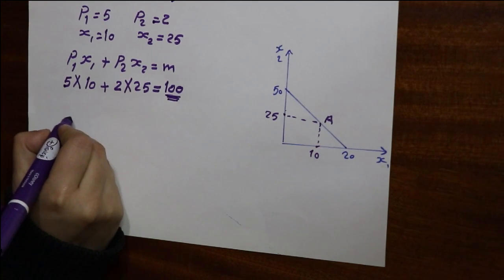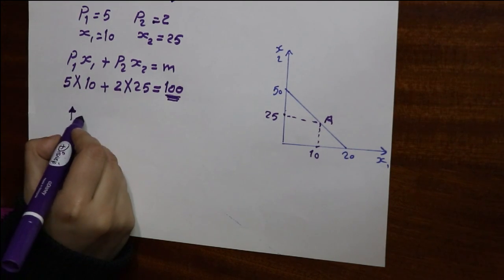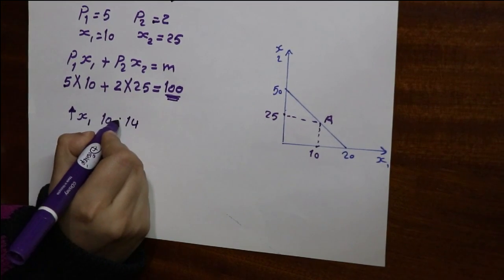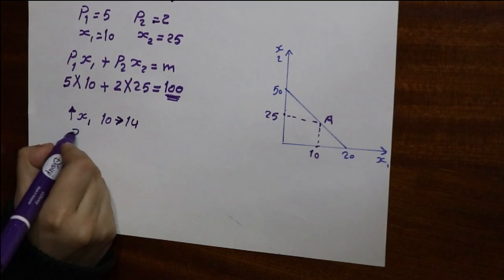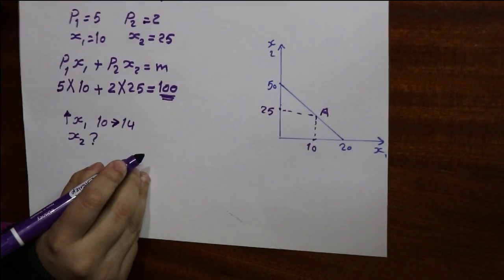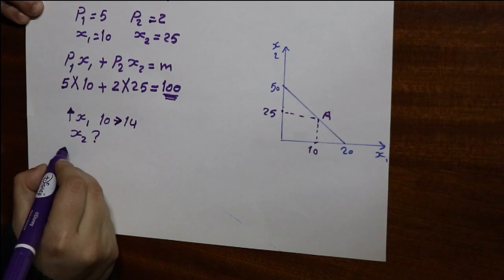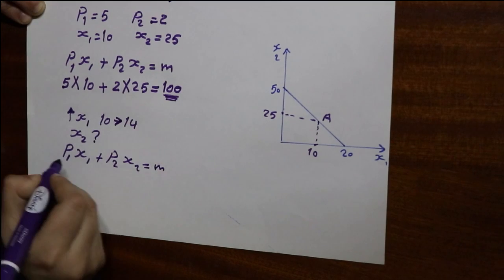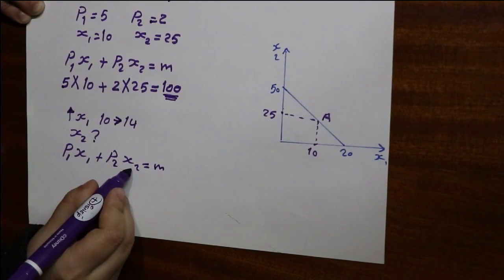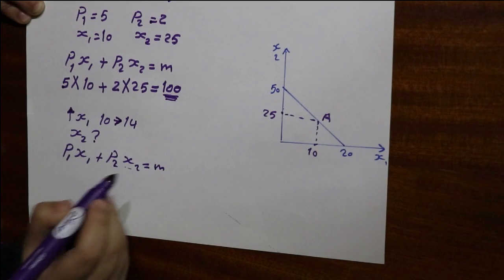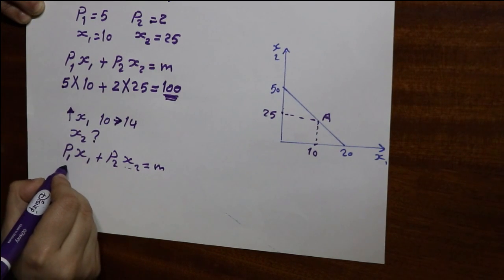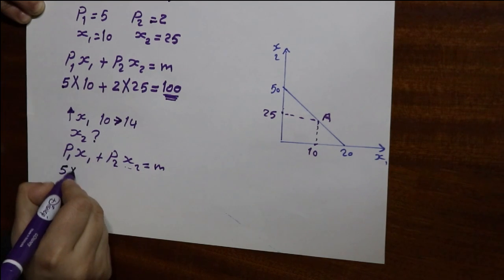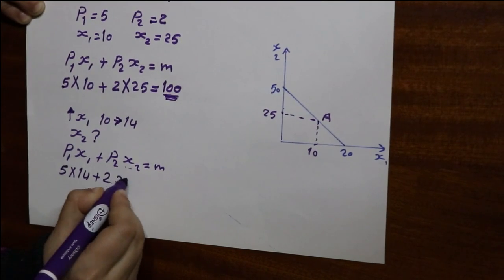If I decide to increase the quantity consumed of x1 from 10 to 14, what is the new quantity of x2? We will set the equation of the budget constraint, b1 x1 plus b2 x2 equals m. We have b1, x1, and b2, but we don't have x2, and we have m. So I will write the equation: 5 multiplied by 14 plus 2 x2 equals 100.